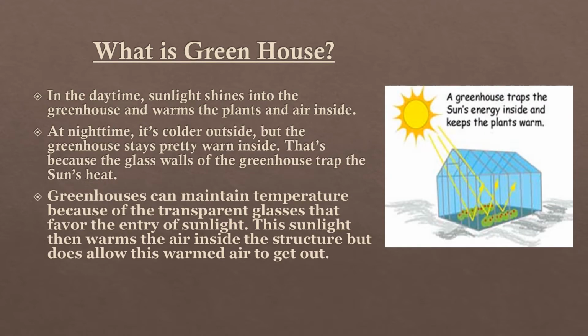In the daytime, sunlight shines into the greenhouse and warms the plants and air inside. At nighttime, it's colder outside, but the greenhouse stays pretty warm inside. That's because the glass walls of the greenhouse trap the sun's heat. Greenhouses can maintain temperature because the transparent glass favors the entry of sunlight. This sunlight then warms the air inside the structure but does not allow this warmed air to get out. So, we can say that a greenhouse traps the sun's energy inside and keeps the plants warm.